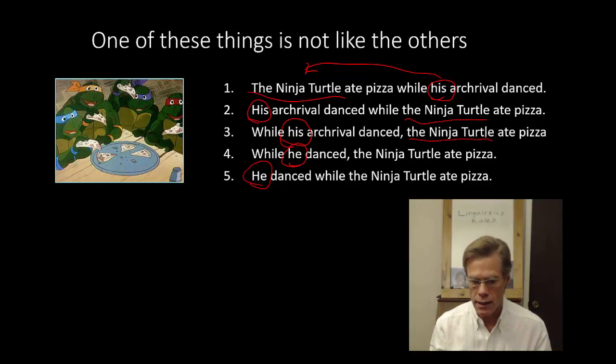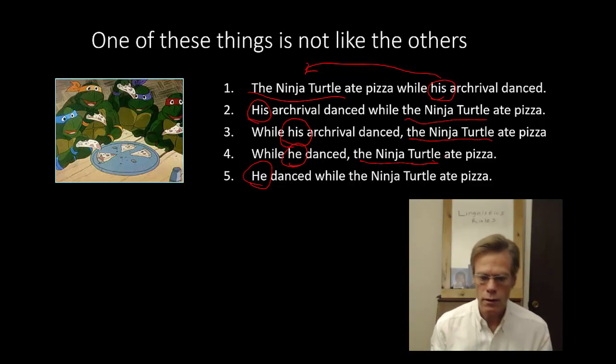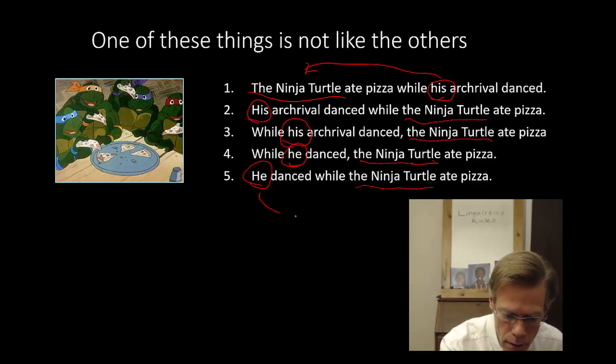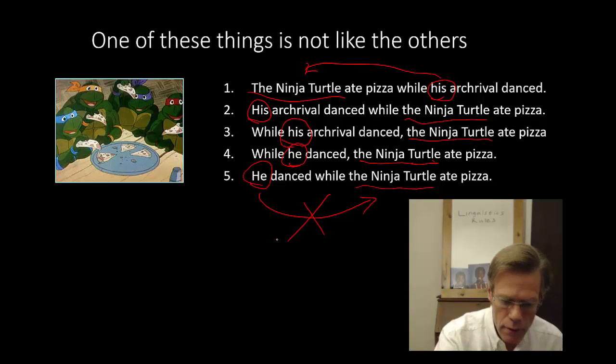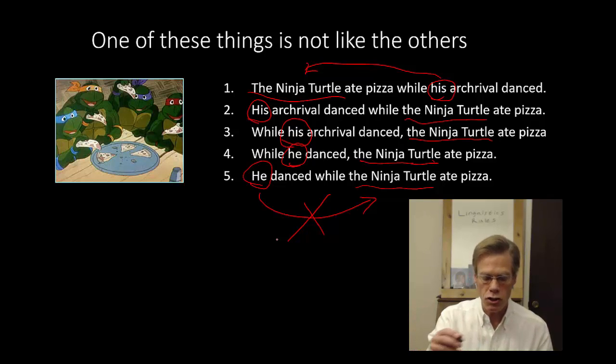And in the fourth one, the he can also refer to the Ninja Turtle. But in the last one, that's simply not possible. And children from a very young age already have acquired that fact. And so the linguist's job is to understand what underlies that intuition. What are the rules that we have internalized that tell us that he or his can refer to the Ninja Turtle in the first 4 sentences, but not in the 5th?